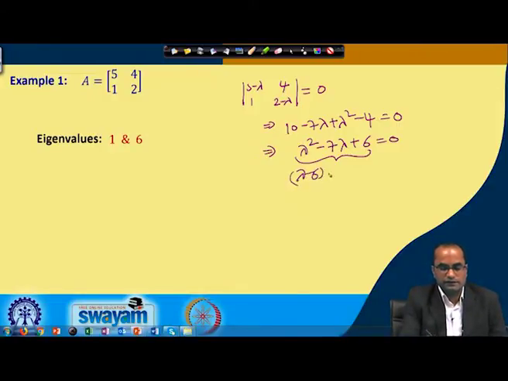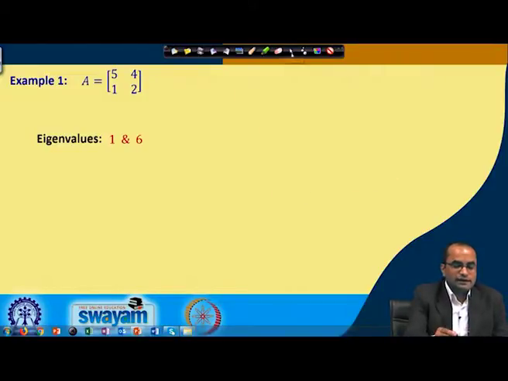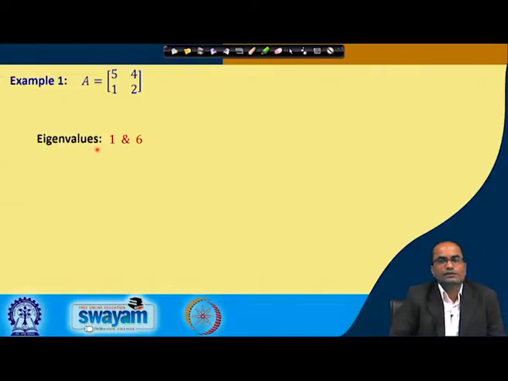So, lambda minus 6 and lambda minus 1 is equal to 0. Here we get these eigenvalues as 1 and 6. Having these eigenvalues, now corresponding to each we have to find the eigenvector, and here we have indeed distinct eigenvalues.